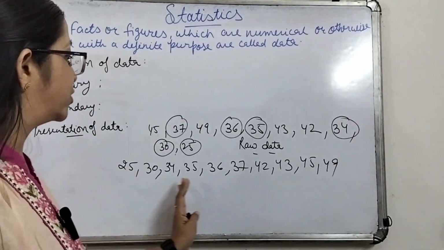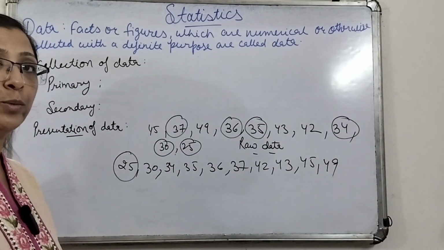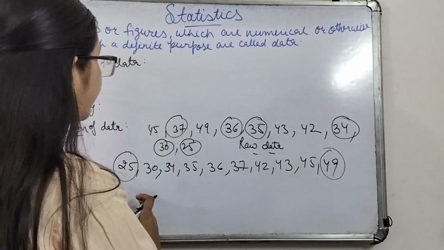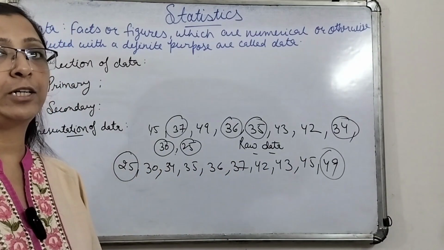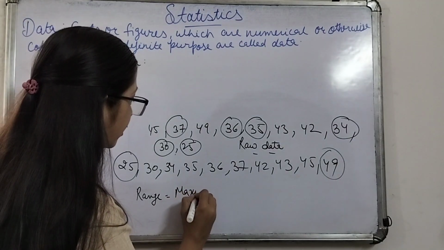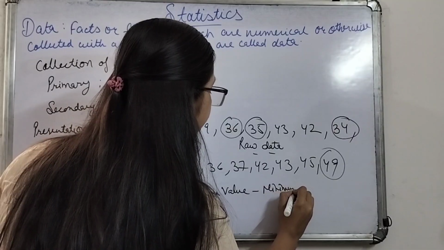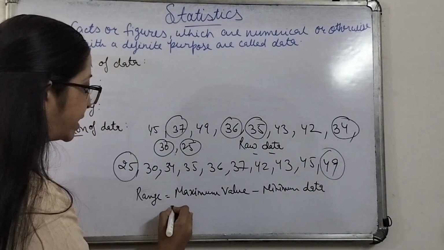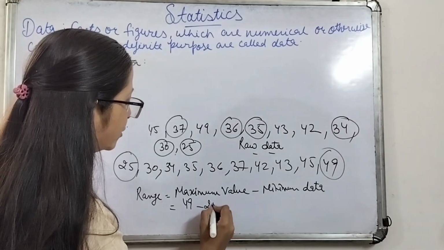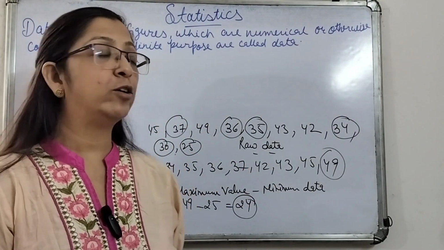Now these marks are arranged in ascending order. So we can easily say that the minimum marks obtained by any of the students is 25 and the maximum marks obtained by any of the students is 49. The difference between the maximum value and the minimum value is known as the range. So the maximum value over here is 49 and the minimum value is 25, so the range of this data will be 24.